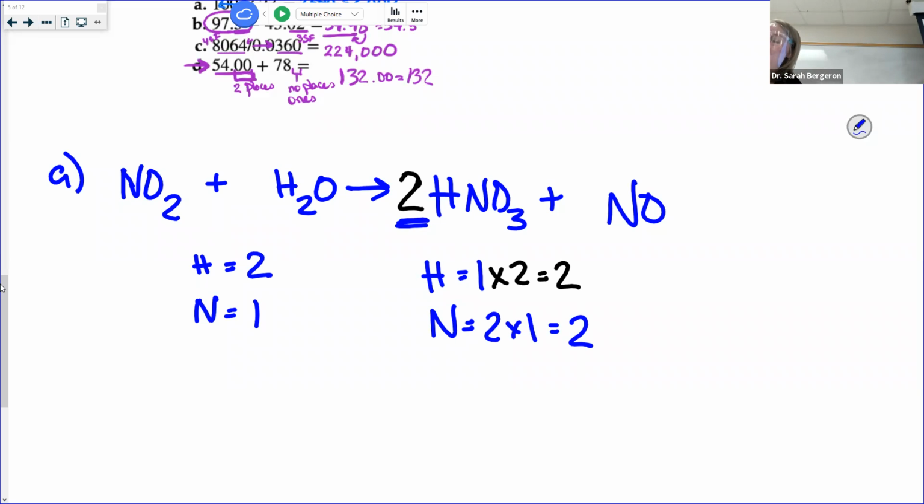Okay, so I have another nitrogen here. So what do we do? 2 plus 1 is 3. Good. Okay, so now what do we do? Put a 3 in front of the NO2.